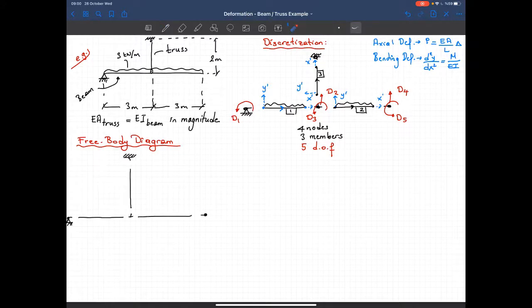I have a support reaction here. Let's give some labels so that it will be easier for us. This point A, point B, C, and D. Now I have a vertical reaction, AY here, and I have another vertical reaction, that is DY. Okay?